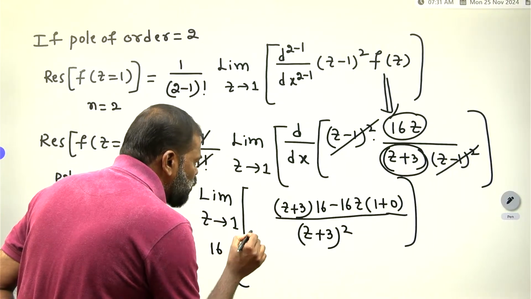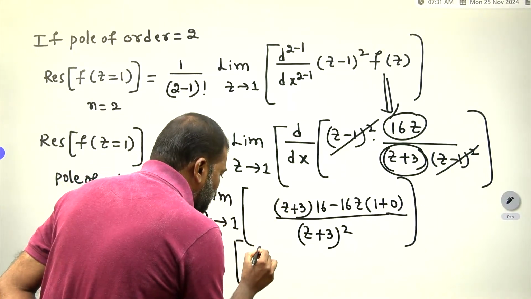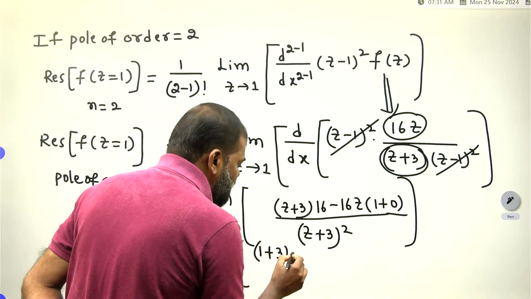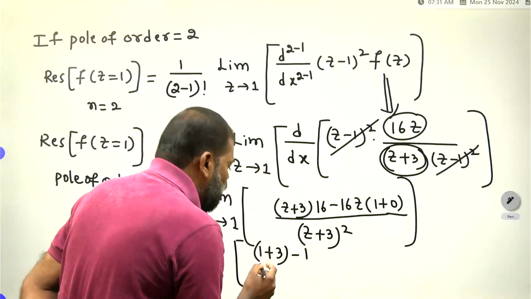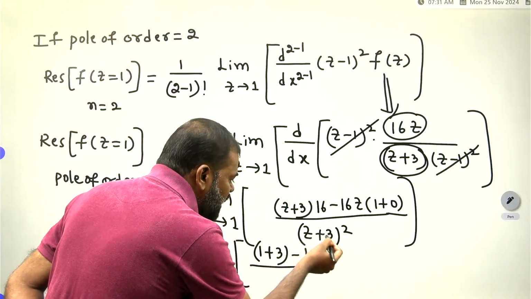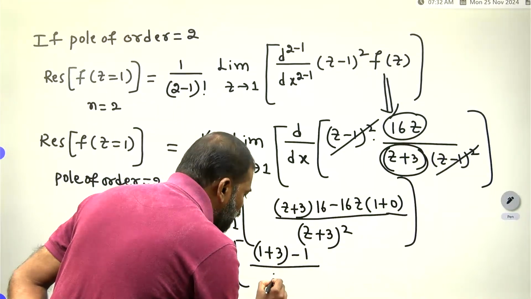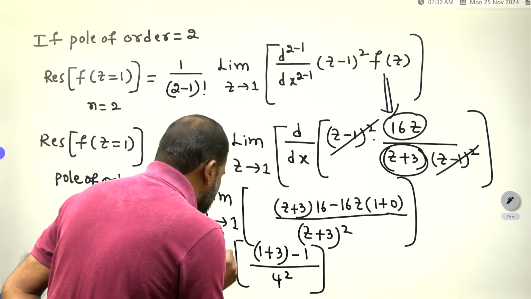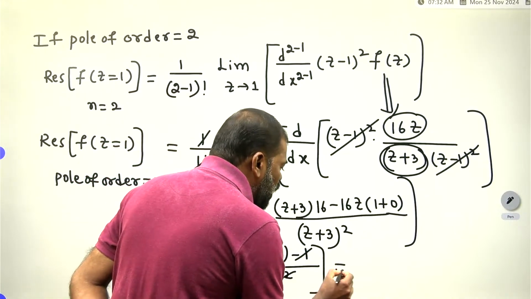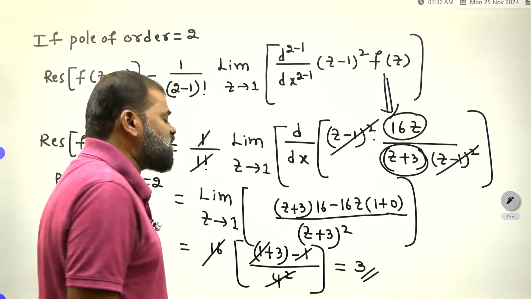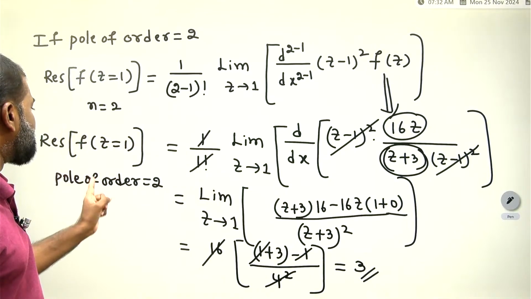Now what you have to do? So z is equal to 1 you have to keep. So if you keep 1 plus 3, minus 1 plus 3, z is equal to 1, divided by, here what is there? 1 plus 3 whole square is equal to 4 square. 4 square means 16. 16 get cancelled. Plus 1 minus 1 get cancelled. Therefore, how much you are getting? You are getting the value is 3. So, therefore, the residue of f of z at z is equal to 1.